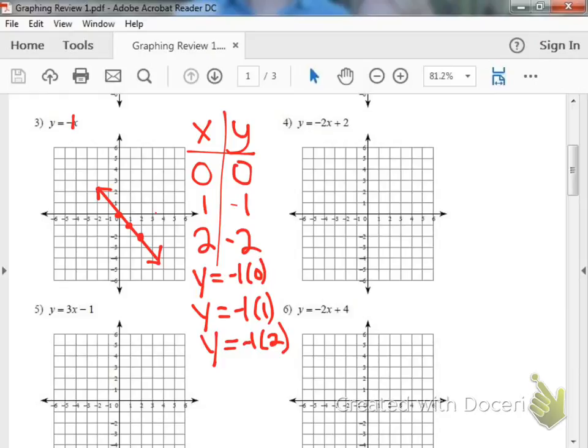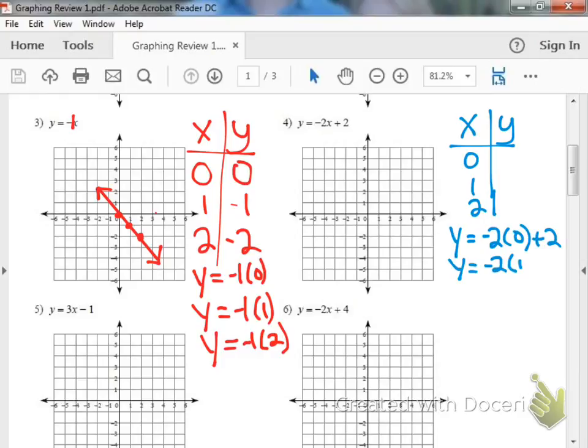All right, here's number 4. Again, we always start the same way. We're plugging in 0, 1, 2. So we need to do negative 2 times 0 plus 2, negative 2 times 1 plus 2, and negative 2 times 2 plus 2.